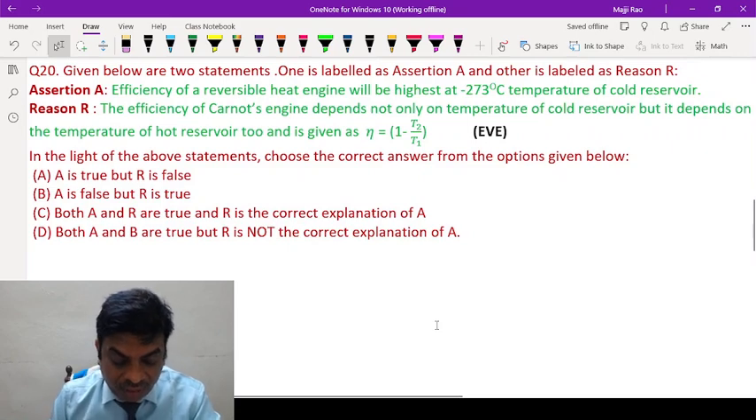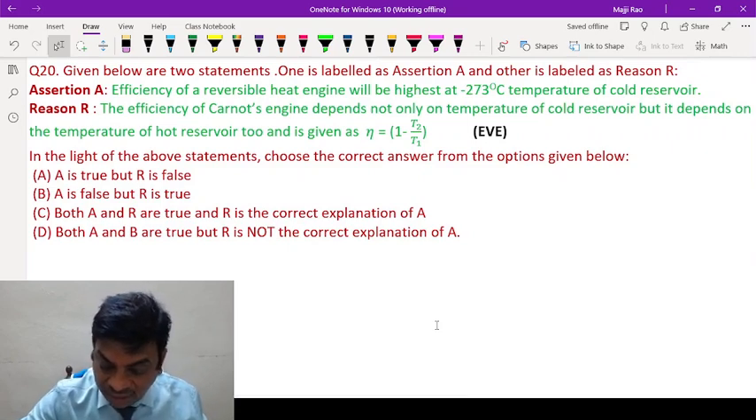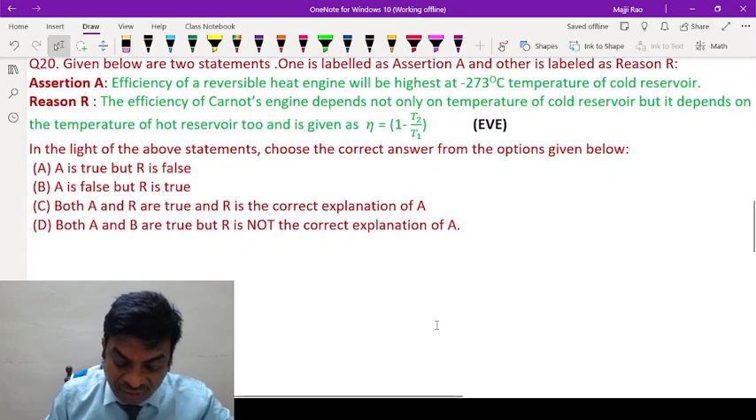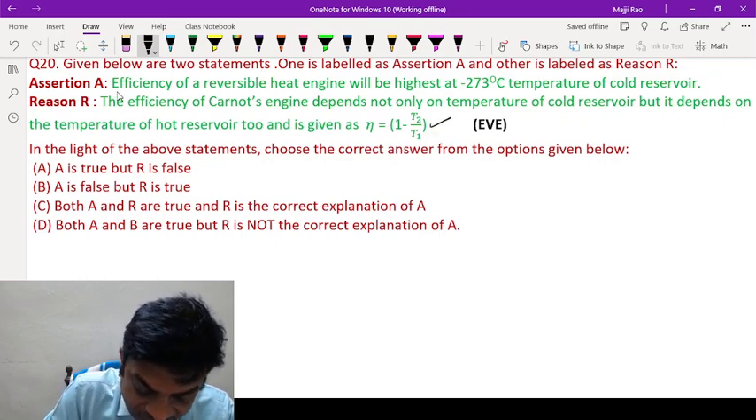Given below are two statements. One is labeled as assertion A and the other is labeled as reason R. Efficiency of reversible heat engine will be highest at minus 273 degree Celsius of cold reservoir. This is true. The efficiency of Carnot engine depends not only on the temperature of the cold reservoir but also on the temperature of the hot reservoir. This is also correct. Now, why is the assertion true?